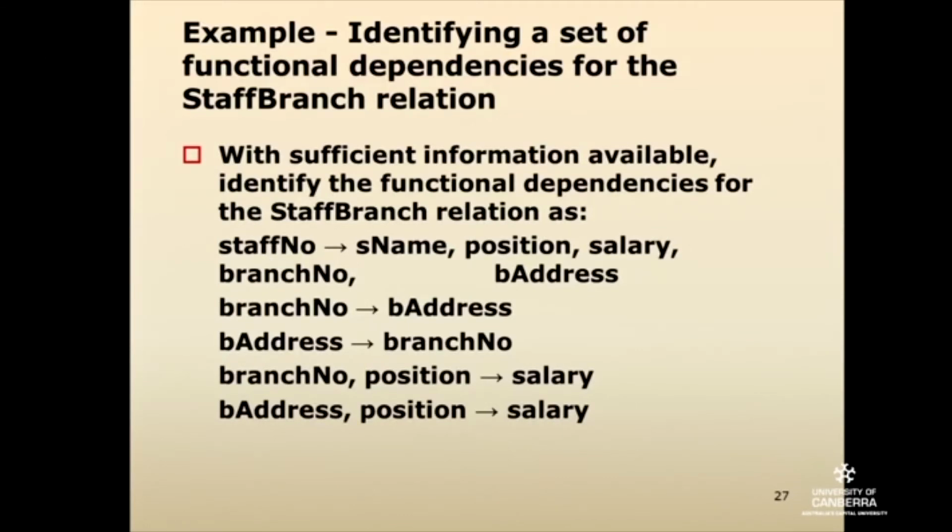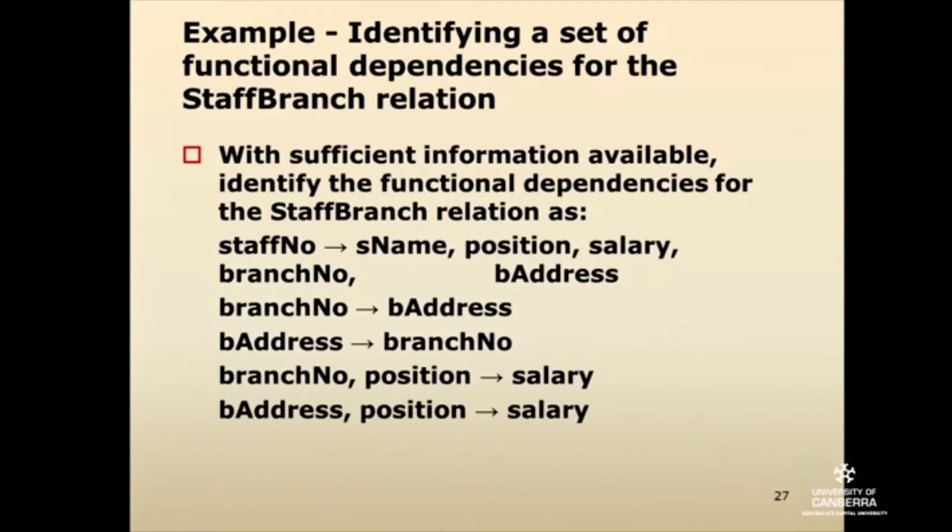So the primary key is the staff number. The attributes of the table staff branch are S number, position, salary, branch number, and the branch address. So how do you determine the transitive dependencies and functional dependencies? You've got to look at each attribute. You've got to look at the primary key. Let's say staff number is the primary key. So with the staff number, I can find the staff name or S name.